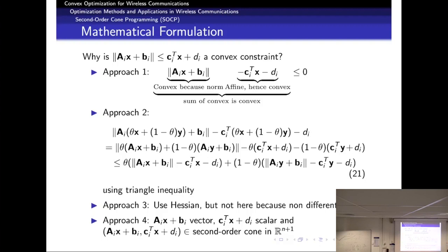This shows that the second order cone program is actually convex. We have a linear objective function. We have an inequality constraint that relies on this norm, and so either you show it this way or you show it this way. The third way you could argue is to use the Hessian of the constraint function. Unfortunately, in this case you cannot do it, because this is not differentiable at 0, so you cannot actually compute your Hessian.